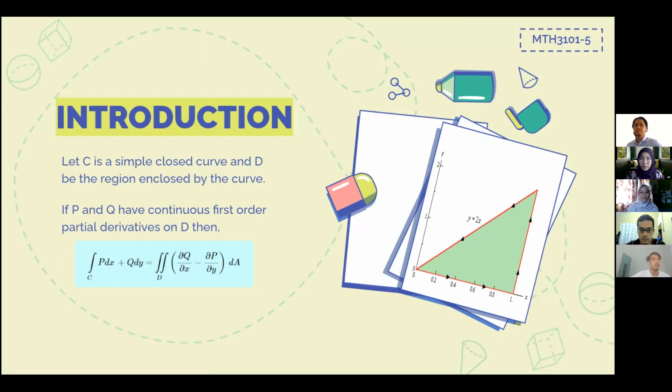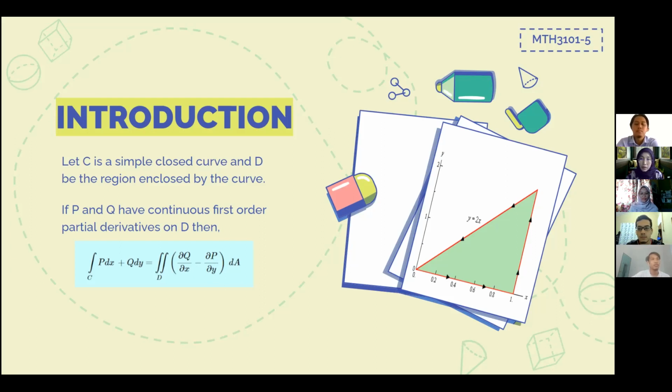Okay, I will explain the introduction part for Green's theorem. Let C be a simple closed curve and D be the region enclosed by the curve. If P and Q are functions that have continuous first order partial derivatives on D, then the formula is: the integral over C of P dx plus Q dy equals the double integral over D of (del Q over del x minus del P over del y) dA.